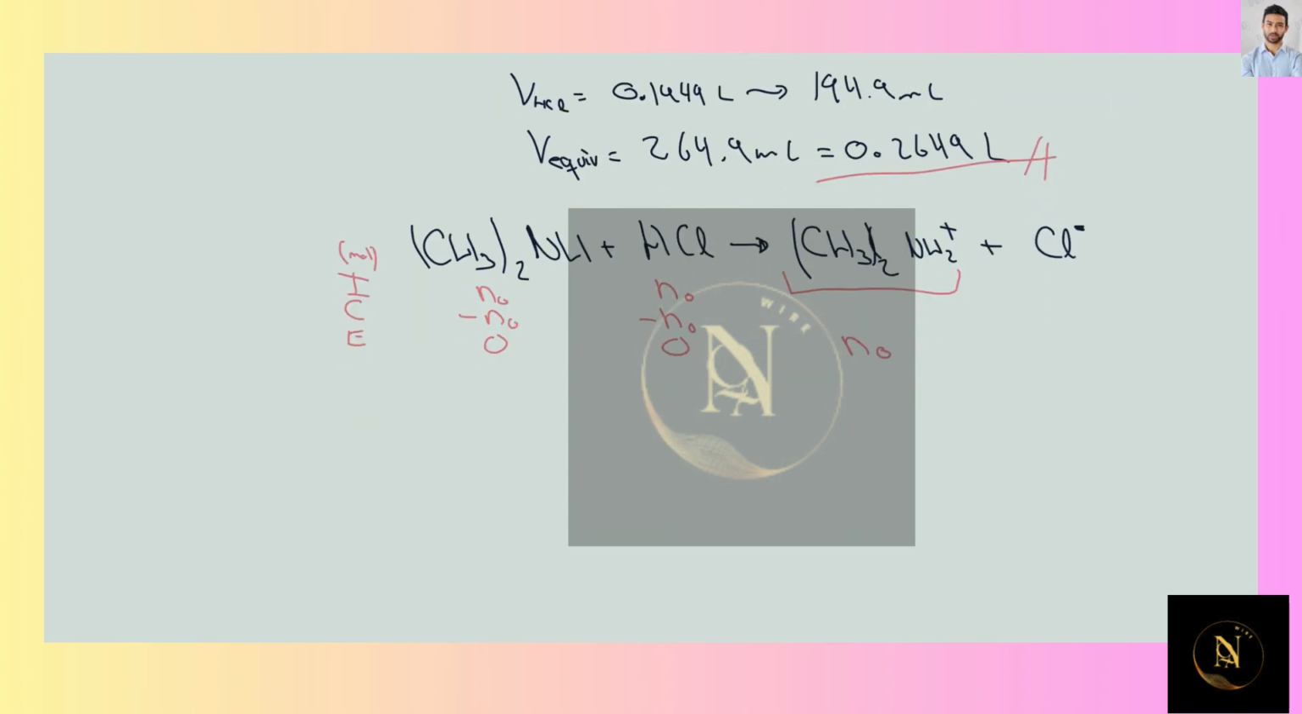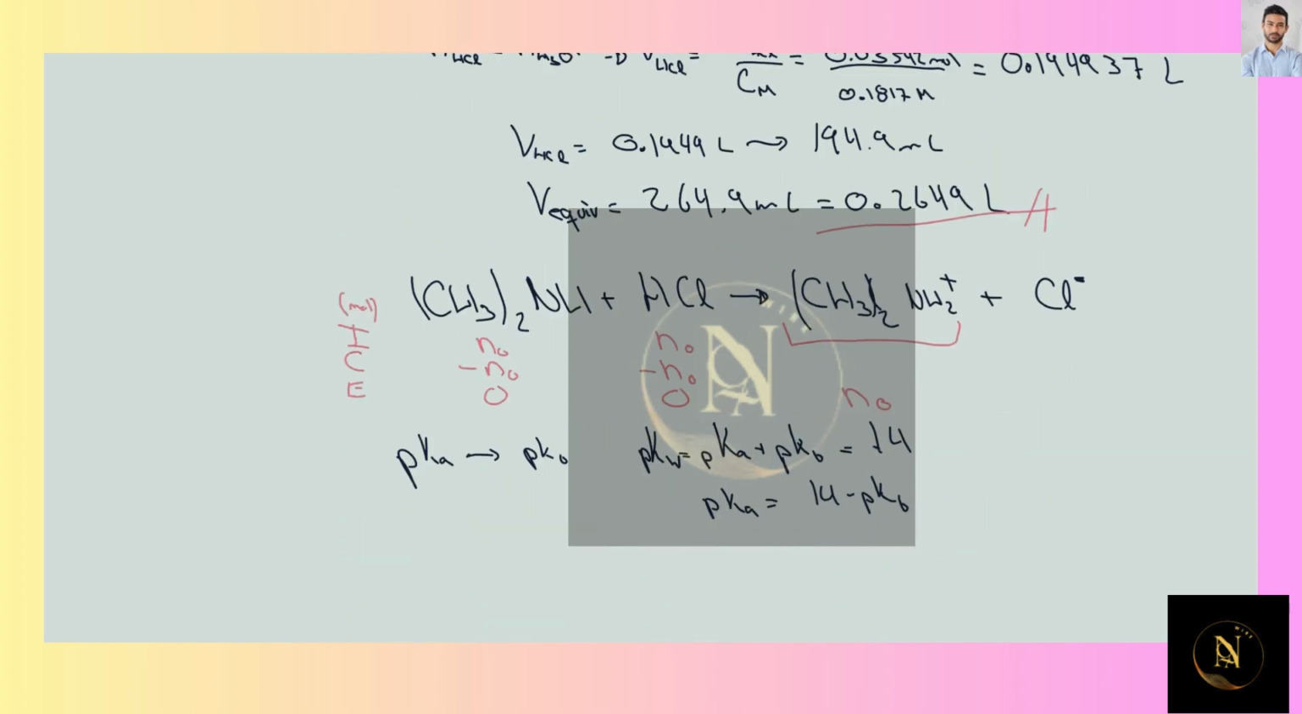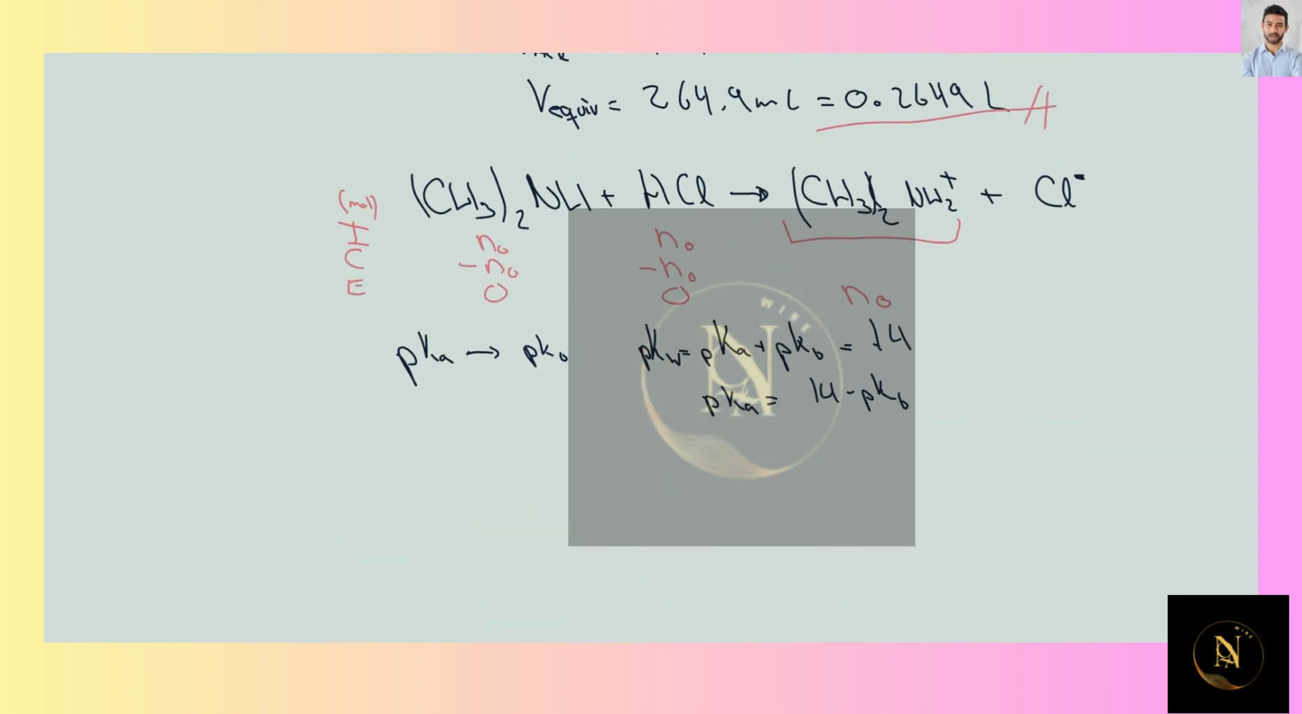Dimethylammonium is going to have a pKa associated to the pKb. Remember that pKw is equal to pKa plus pKb, and at the same time, this is equal to 14. Thus, the value for pKa would be 14 minus pKb, which in this problem is given to be 3.27. So 14 minus 3.27 is going to give us the pKa of 10.73, associated to the following reaction.